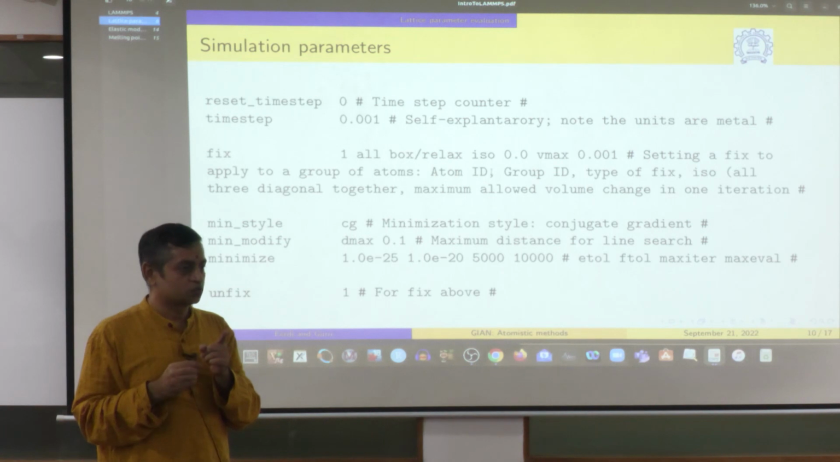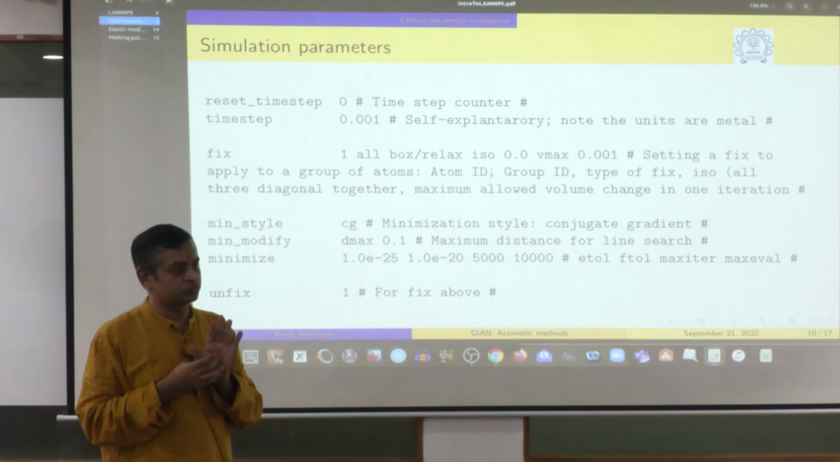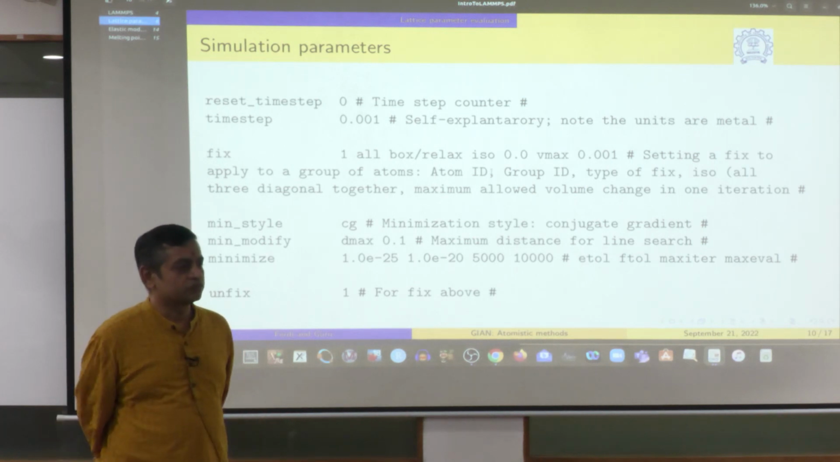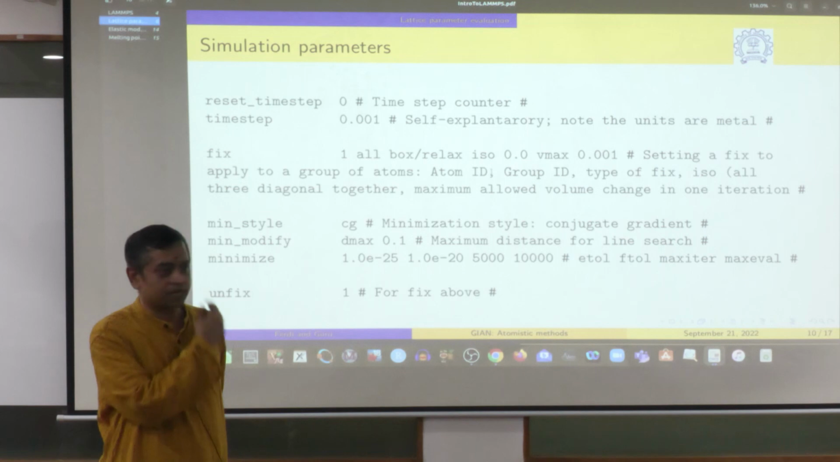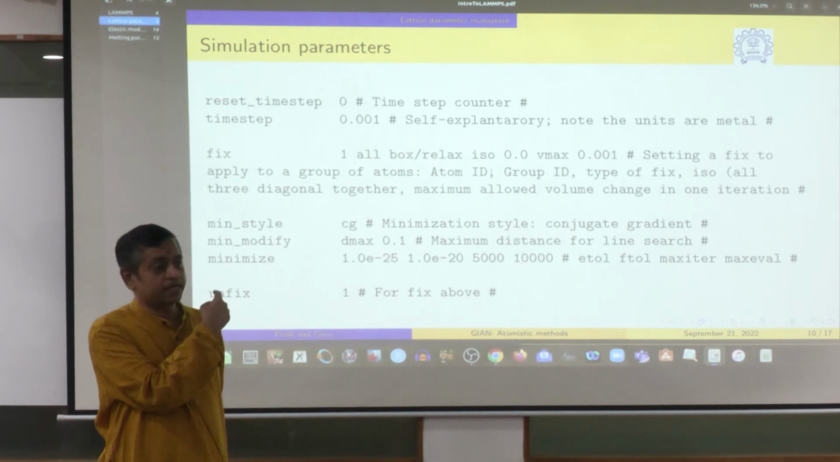Sir, I have a question. If I want to find out the lattice parameter, then the energy minimization that I am doing, should that be at the prescribed temperature at which I want to do my further production run? Right. So this lattice parameter that I am showing you is for calculating it at 0 Kelvin.